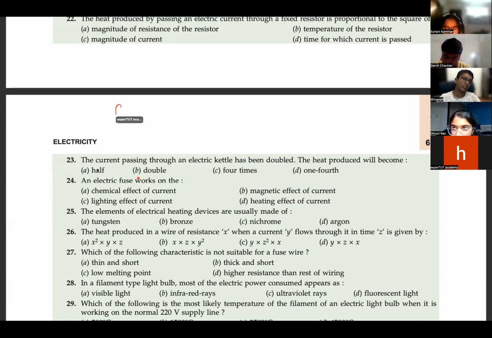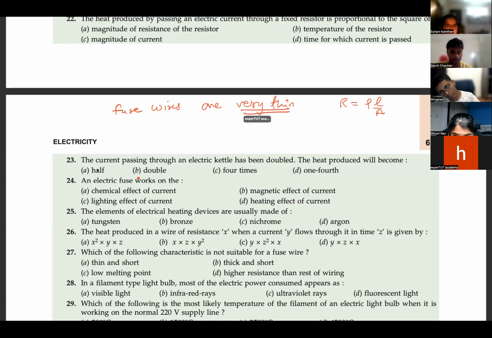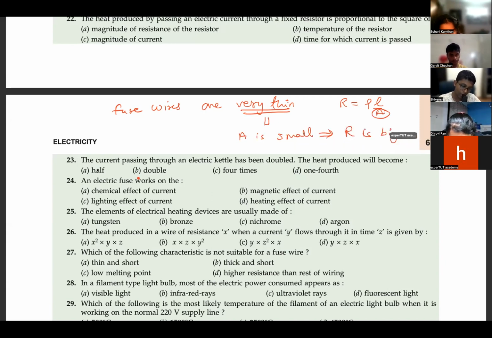Write about fuse wires. Fuse wires are very thin. Because they're very thin, and you have the formula R is equal to rho L by A, the resistance of a resistor is rho into L by A. If they're very thin, their A is small. If A is small, this implies R is big. They have a large value of resistance. So a fuse wire is a very thin wire.